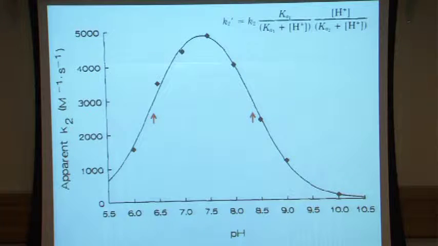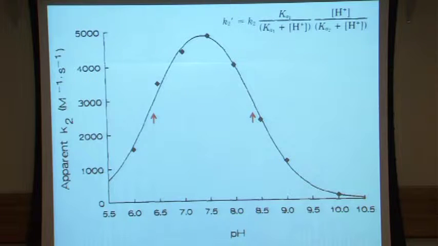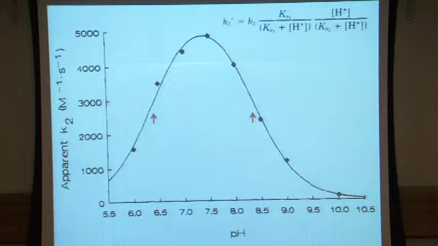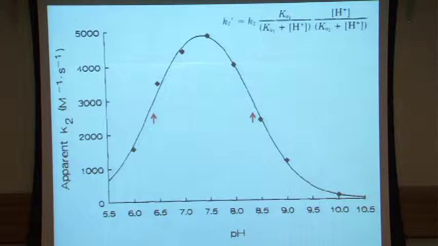And if we look at the pH dependency profile, it is completely different from hydrogen peroxide. This is a bell-shaped curve, because there are two pKa's involved in the reaction. One pKa is the peroxynitrous acid, peroxynitrite anion dissociation, which is about 6.8, and the other pKa is the thiol-thiolate. So in this case, there are two acid-base forms that participate in the reaction, one dependent on the oxidant, the other dependent on the thiol.